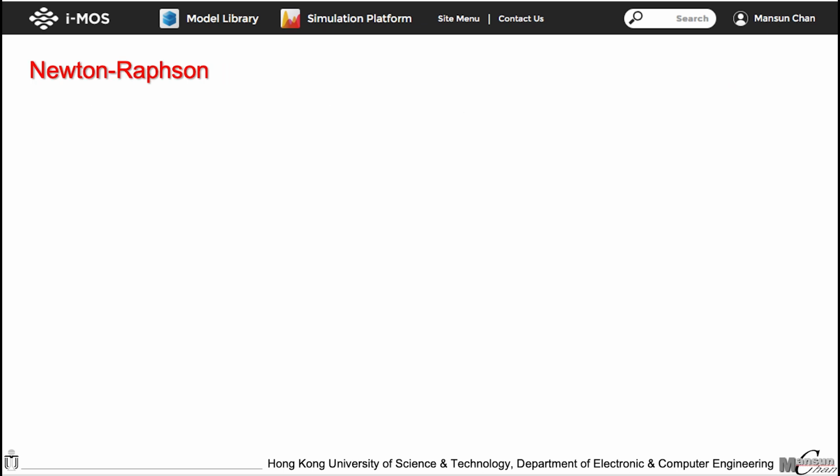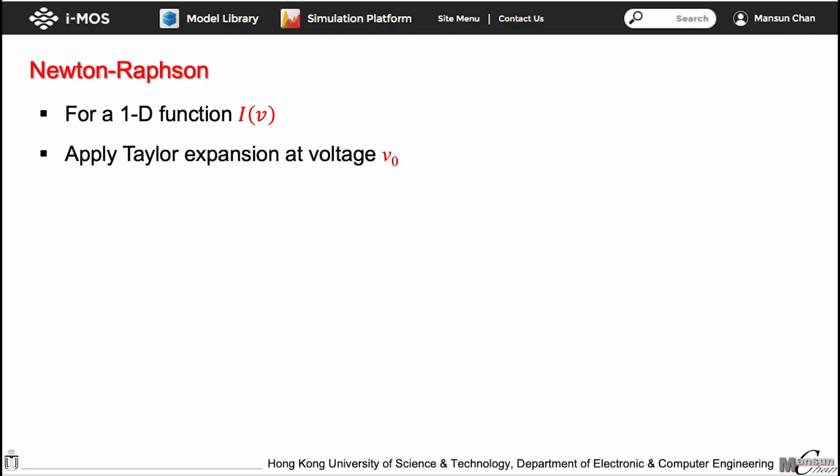Let's take a moment to understand the Newton-Raphson method. It's easier to illustrate this process in one dimension before extending the concept to multiple dimensions. For a single variable function representing current in terms of voltage, we can perform a Taylor expansion around a point V0. This results in the following expression.